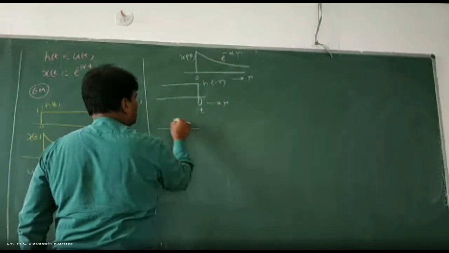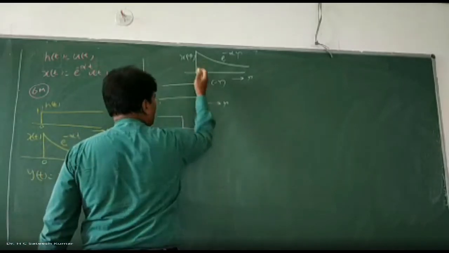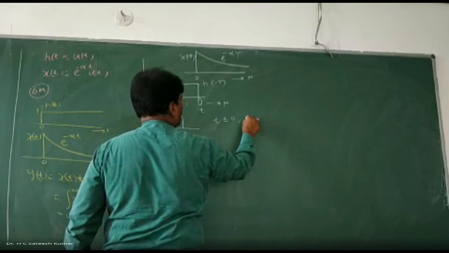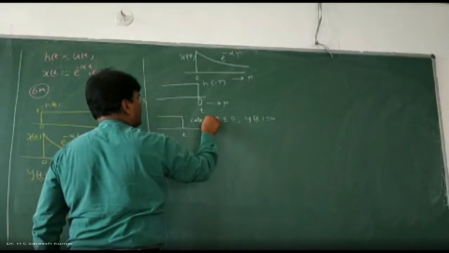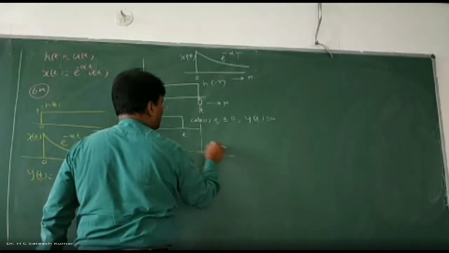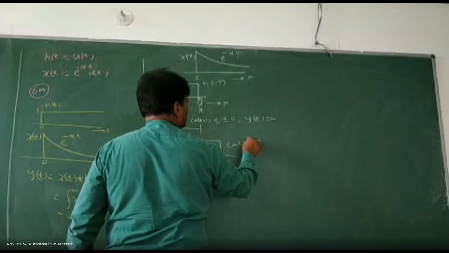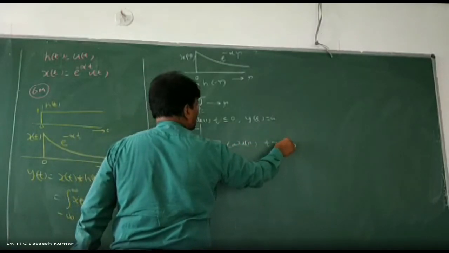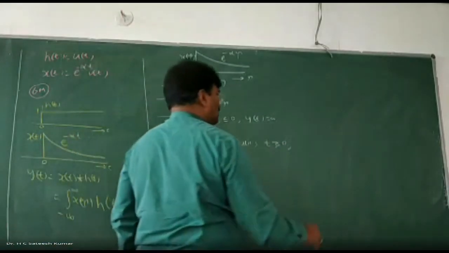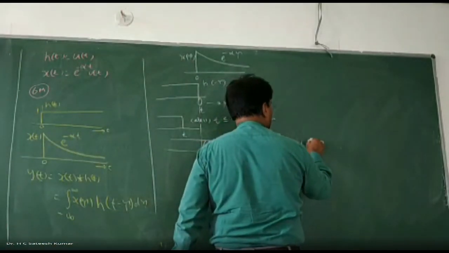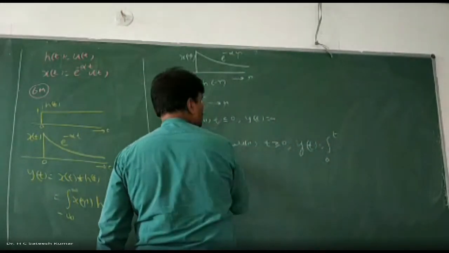Case number 1, only two cases we have. As long as this edge is before 0, t less than or equal to 0, y of t is equal to 0. That is your case 1. Case 2 is where the overlapping area goes on increasing. This is t. Case 2: t is greater than or equal to 0, y of t is equal to integration from 0 to t.